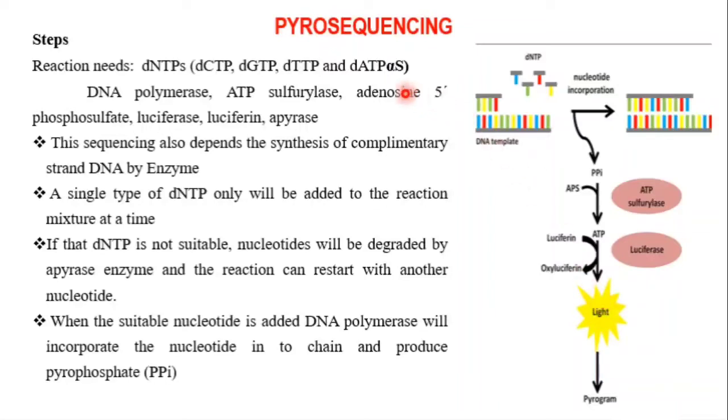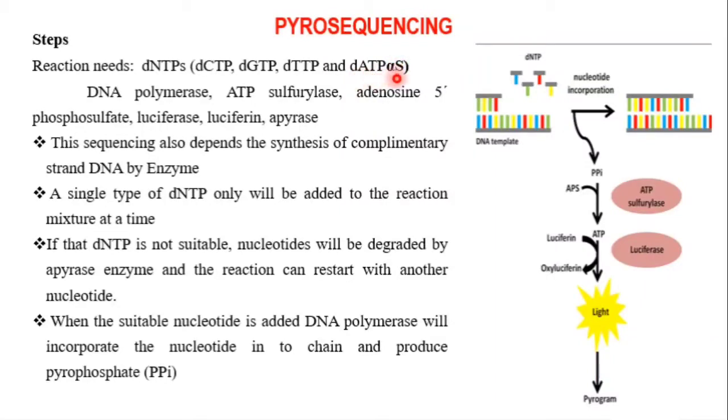So that's why we use dATP alpha S here, and we have to use DNA polymerase, ATP sulfurylase enzyme, adenosine 5' phosphosulfate, luciferase, luciferin, and apyrase. For the reaction we need dNTPs: dCTP, dGTP, dTTP, and dATPαS.